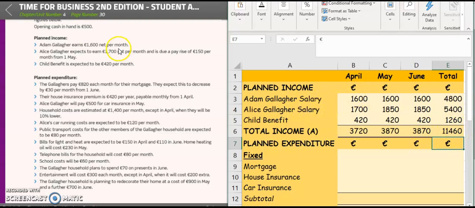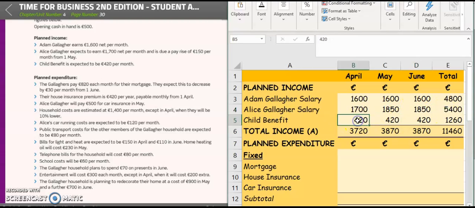So what did we do? We took the information that was given to us in the question and we put it into our budget. If it says per month, it goes into each of the months. So Adam Gallagher is 1,600 for each month, and then we added the three of them up going across to get the total. For Alice then, she got an increase in May of 150, so we added 150 onto 1,700 to give us 1,850. That's the increase for May and June, and she gets 1,700 for April. So we added those three up to get the total.